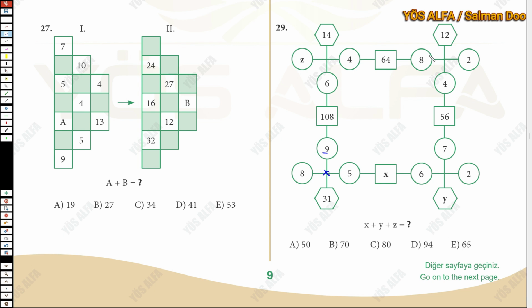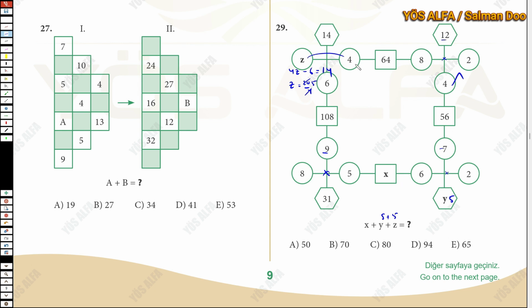So 6 times, let's check with this one. 8 times 2 is 16, minus 12 is 4. Okay, so this one should be 6 times 2 is 12, minus 7 is 5. So 4 times z minus 6 is 14. So z is 20 over 4, which is 5. Z is 5, y is 5.